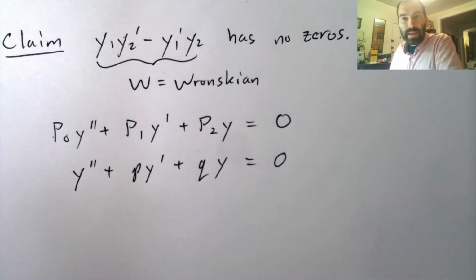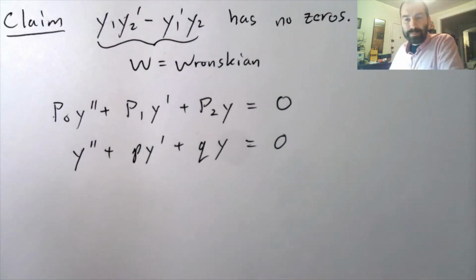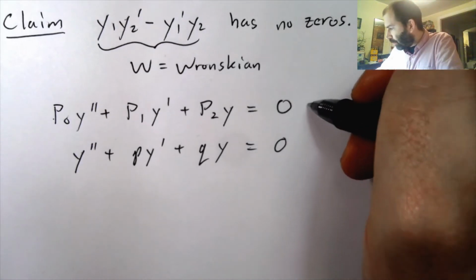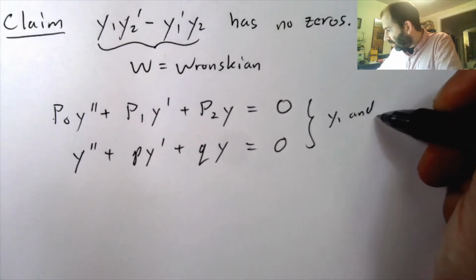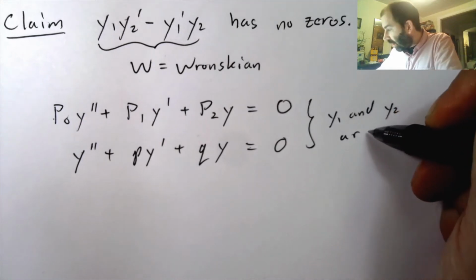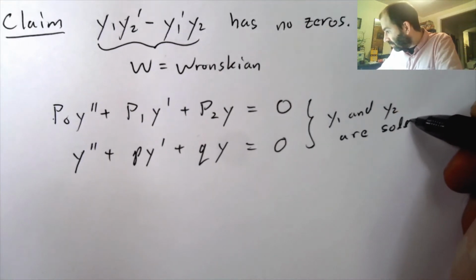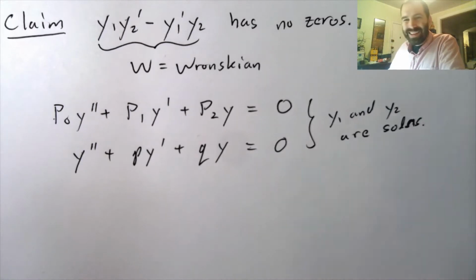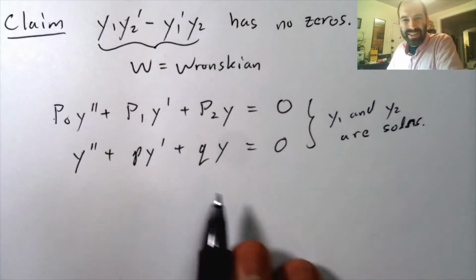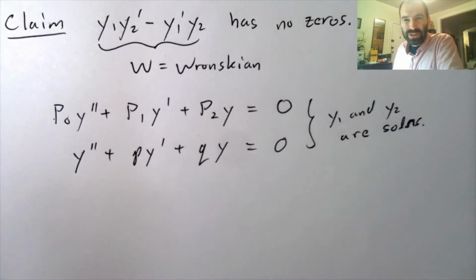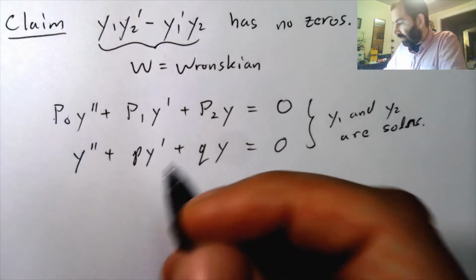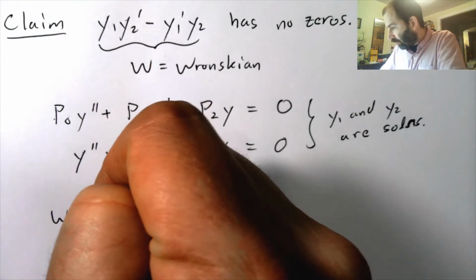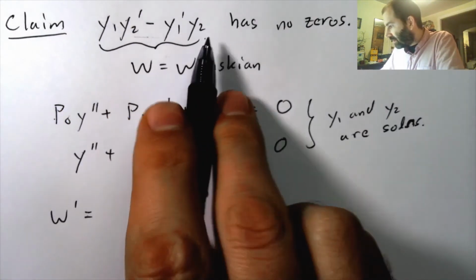Okay. Now what I'm going to do is, so let me just point out, like I said, y1 and y2 are solutions to this differential equation. It's the same differential equation, just written two different ways. y1 and y2 are solutions. Okay. Now what I'm going to do is I'm going to take the Wronskian and I'm going to take the derivative. Okay. Let's differentiate the Wronskian and see what we get. All right. So just differentiating this thing.